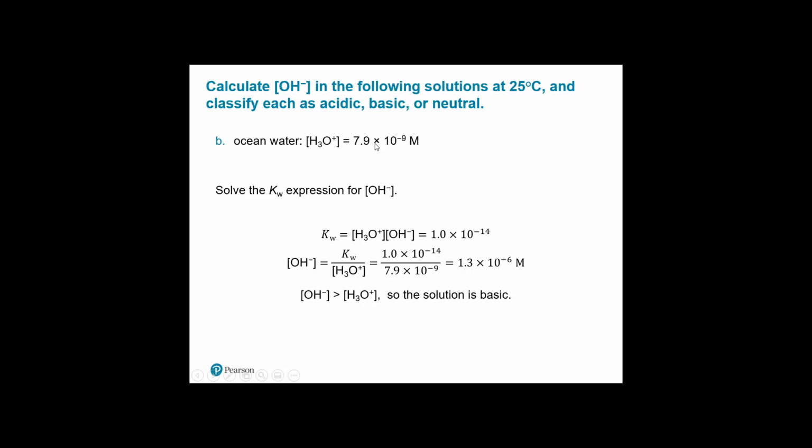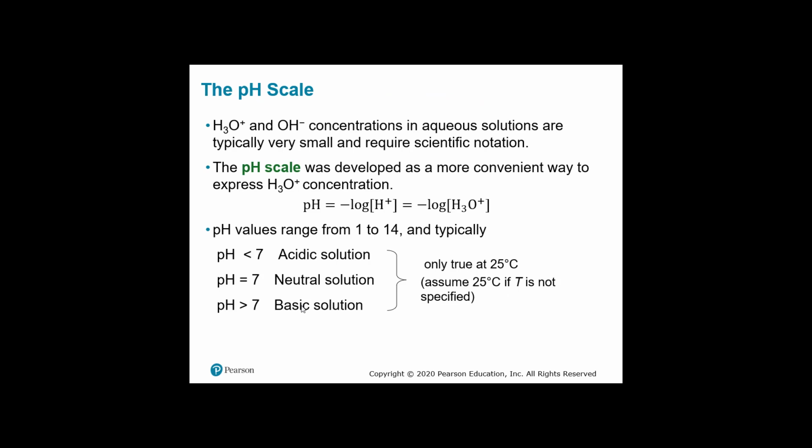And if we look at the second one, we have the hydroxide concentration again. We plug this in, and this gives us 1.3 times 10 to the negative 6 compared to 7.9 times 10 to the negative 9. This is a smaller value. But remember, we're looking at hydroxide concentration, not hydronium. So this solution is basic. It has more concentration of hydroxide ions than hydronium ions.